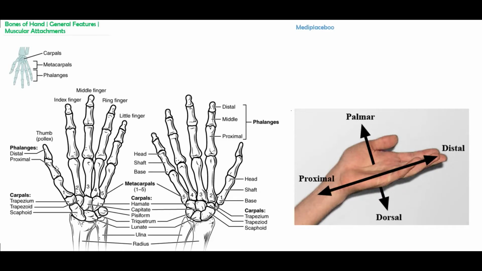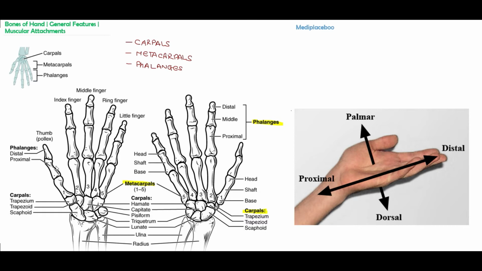In this session we will be covering the bones of the hand and its muscular attachments. So the bones of the hands can be classified into three subgroups, which are the carpals, the metacarpals and the phalanges. Here I have presented two images in which we can take a look at the carpals, the metacarpals and the phalanges.